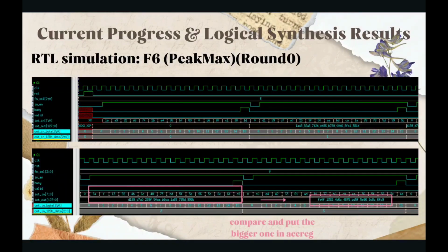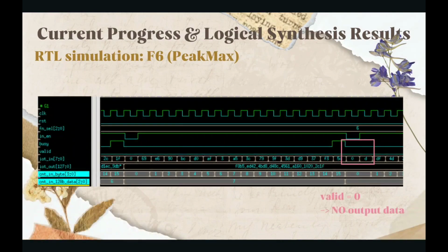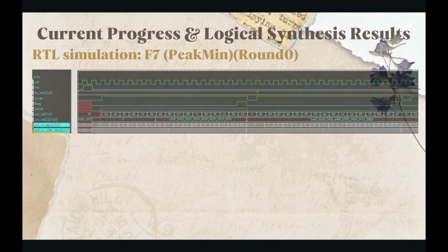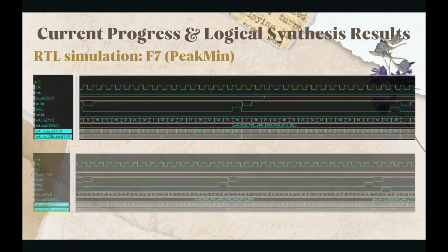In function 6, its operation mode is similar to function 1, except that not every round will output data. Data will be output only when the signal valid is high. And function 7 is almost the same as function 6.